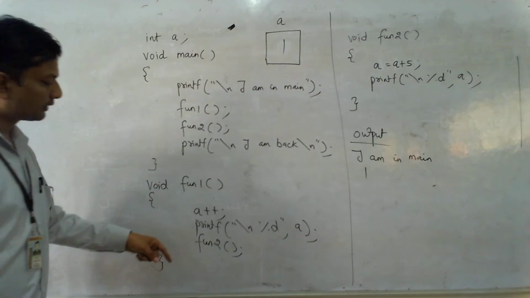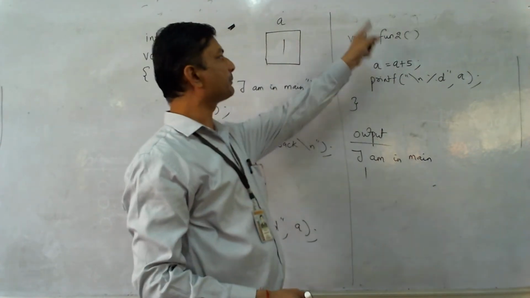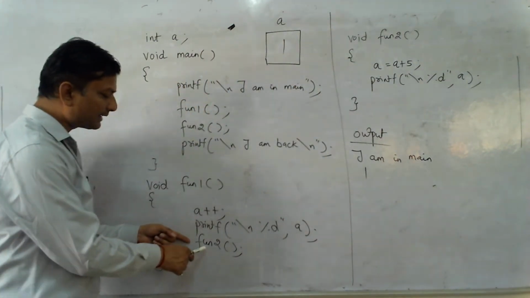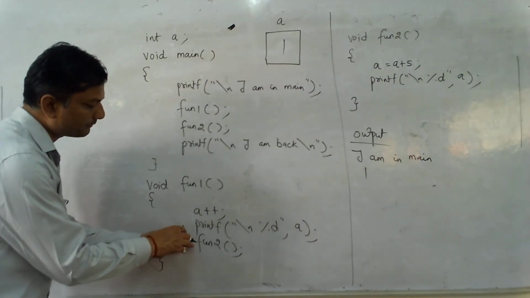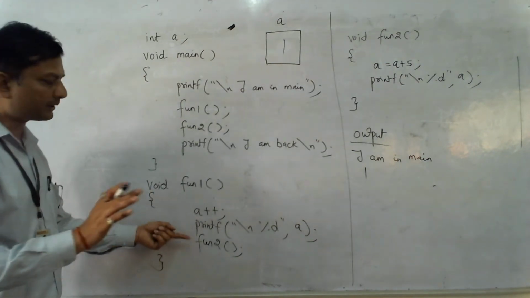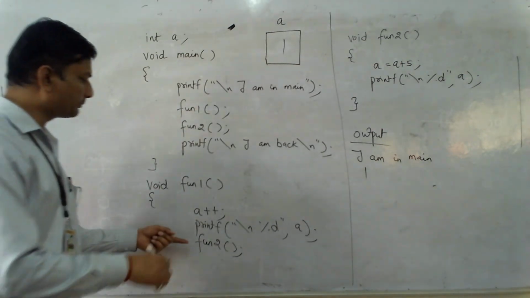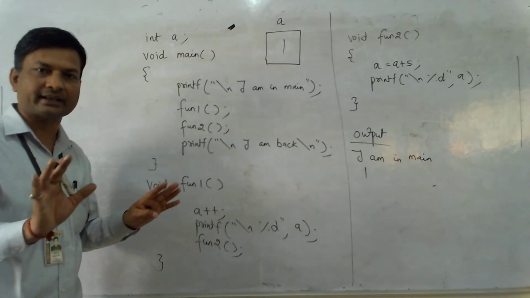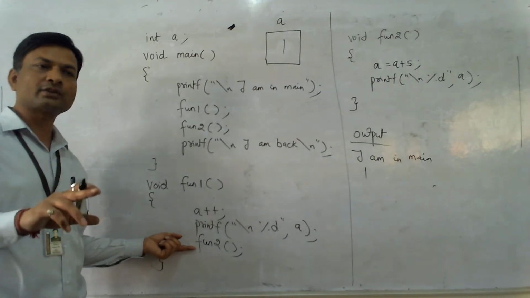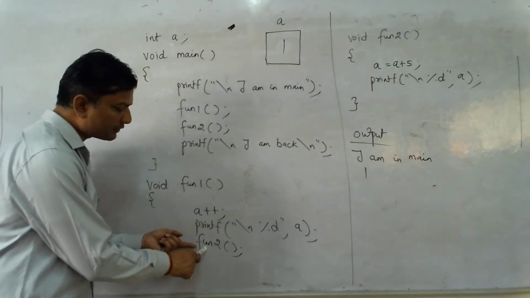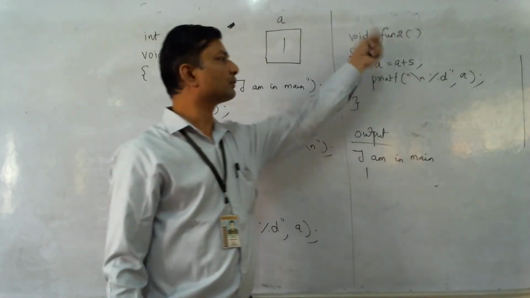And after displaying the value of a, the fun2 function is called. Fun2. The control will jump from here to fun2. After completing this line only, this block will complete. When we are on this line, it means the functionality of this function is not completed yet, because we are on statement number 3, and statement number 3 is not executed completely till fun2 is executed. So the control will jump from this line to fun2.